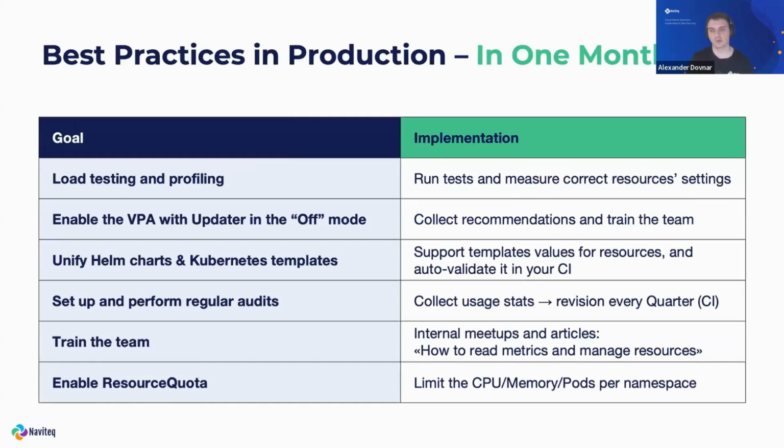In one month, you can write, or ask your AI assistant to write, some load testing, execute it in some environment, non-production ideally, collect the data, and enable VPA in off mode, which will give you useful insights about your resource consumption. If you have a lot of workloads or you want to focus on one namespace, you can also do it with VPA.